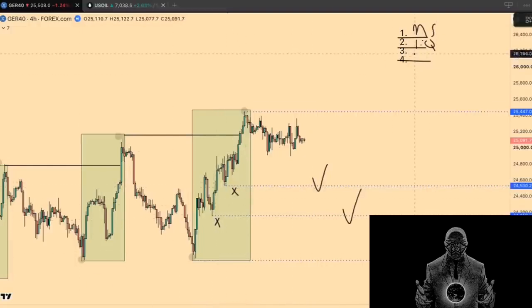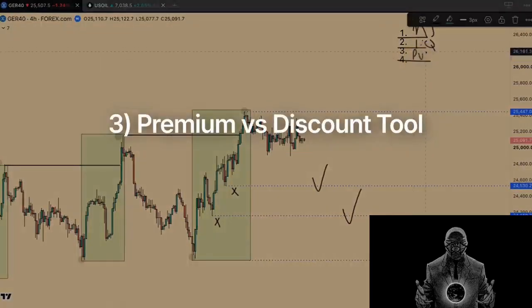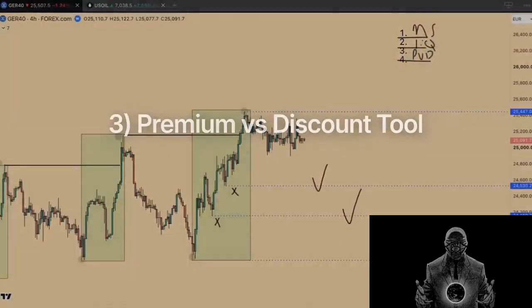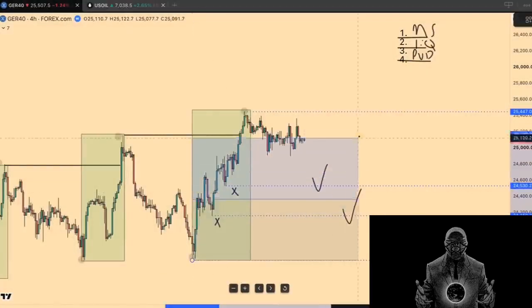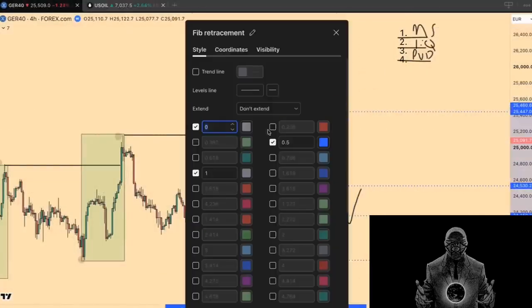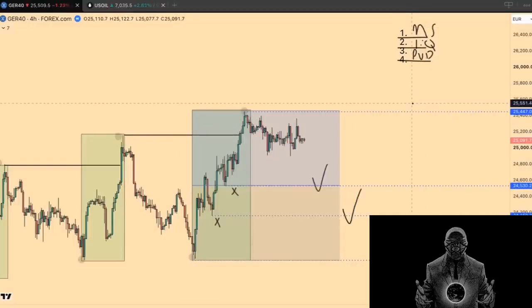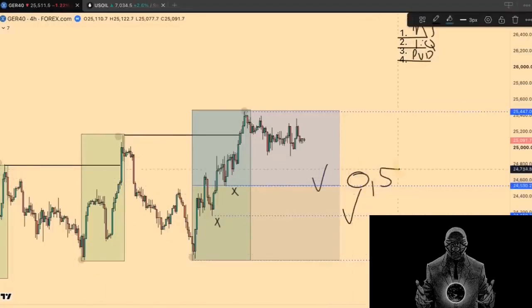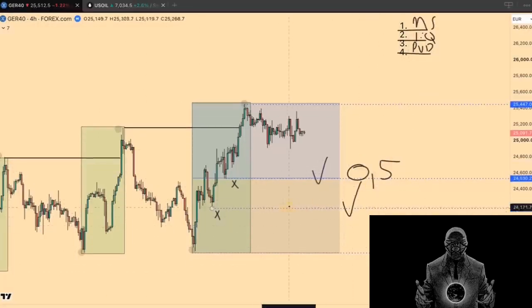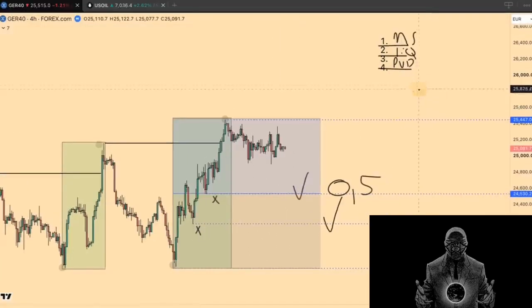Now, the third piece of confluence is going to be the PVD, known as premium versus discount. The premium versus discount tool is nothing more, nothing less than the Fibonacci retracement tool. I'm going to be waiting for the 0.5 fib to get hit. The rule with the premium versus discount tool is that we want to see the market retrace at least towards the 0.5 Fibonacci retracement level to then retrace into discount pricing, also known here as the gray zone. Once that 0.5 gets hit, we're ready to look for a continuation trade further towards the highs.